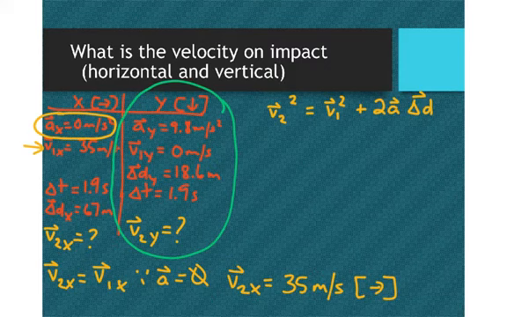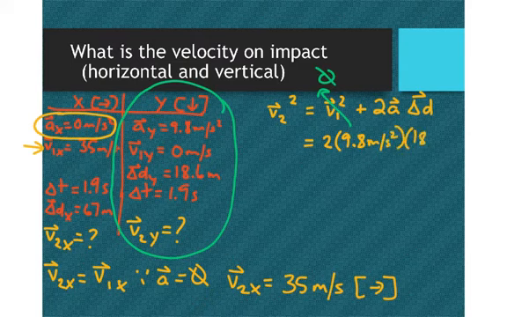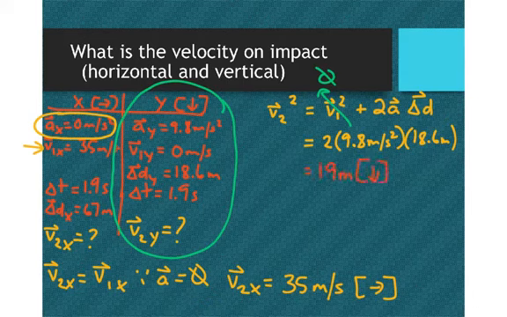Again, there's a 0 here, so I can see that I don't have to actually put anything in for v1, which simplifies my equation a little bit. Let's substitute and solve. So I'm going to have 2 times my 9.8 and my displacement, and then I'm just going to put it all together as 19 meters, and we'll put that direction back in for down.